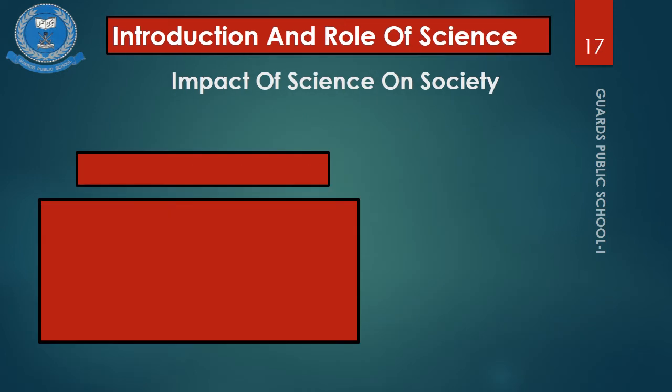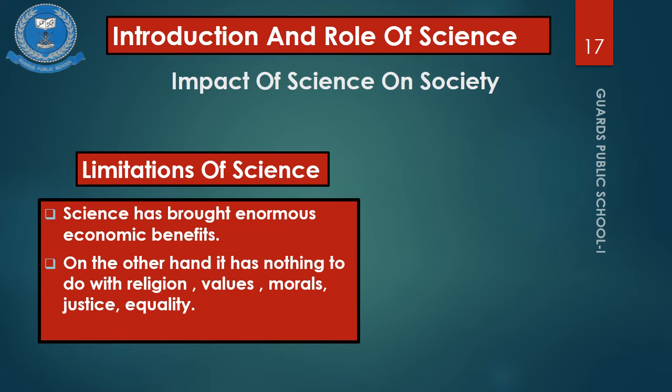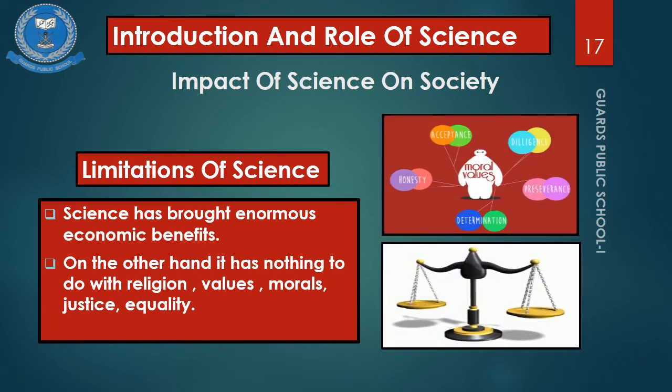Students, up till now we have seen the use of science and technology and its impact on our society and our daily life. There are some limitations of science as well. Although science has brought enormous economic benefits, it has nothing to do with someone's religious values, moral values, justice, or equality. Science helps us to understand how the world is, but it cannot make any judgment about whether that state of affairs is right or wrong, good or bad. Individuals make those decisions and judgments for themselves based on their own criteria of observation. Science describes how the world is, and then we have to decide how to use that knowledge.